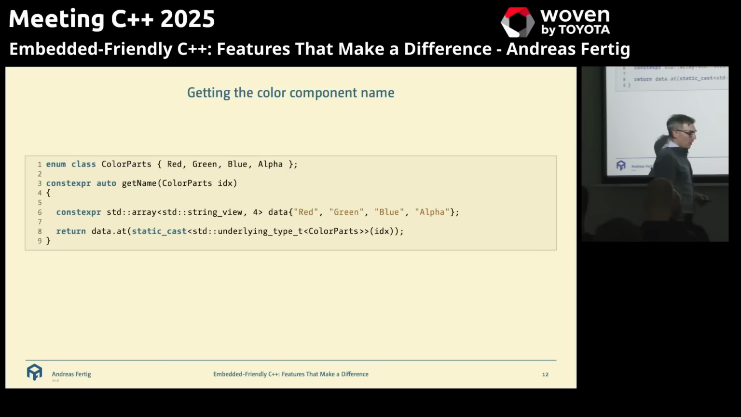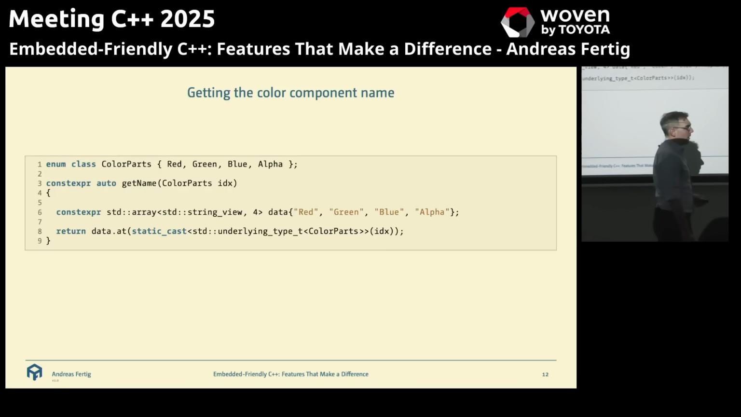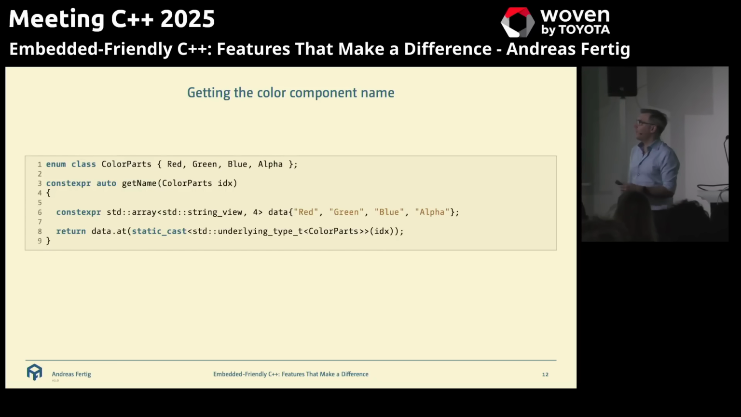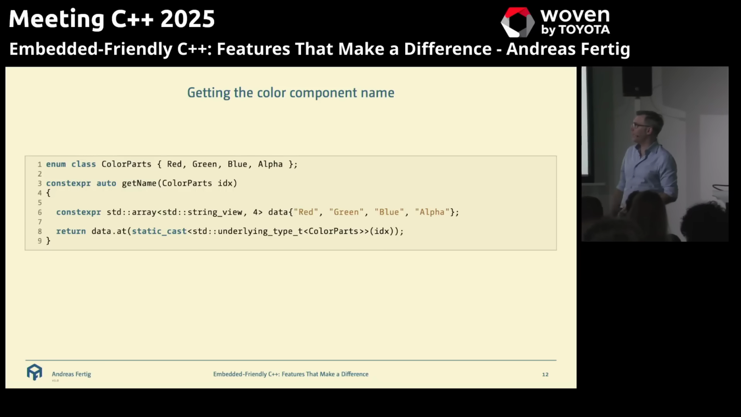I have this constexpr variable here. It's a std array of std string views of the strings red, green, and blue. And I use the addMember function here from data to grab the correct value.